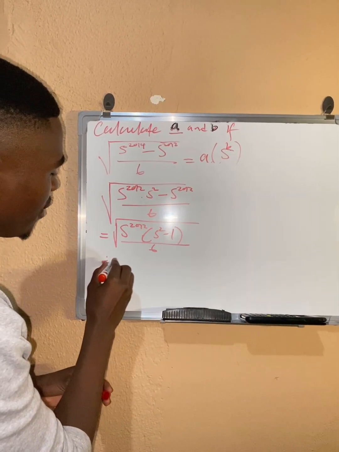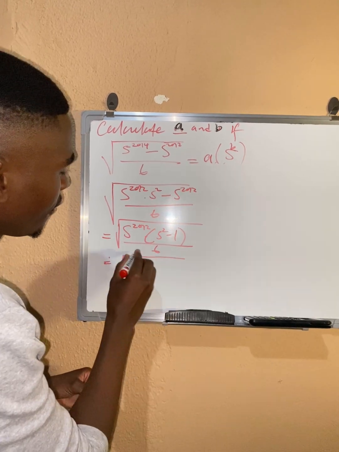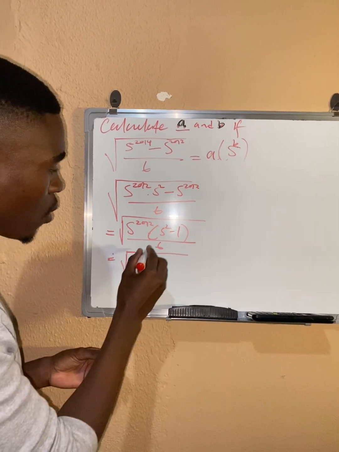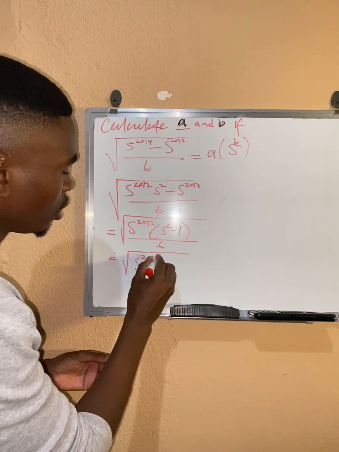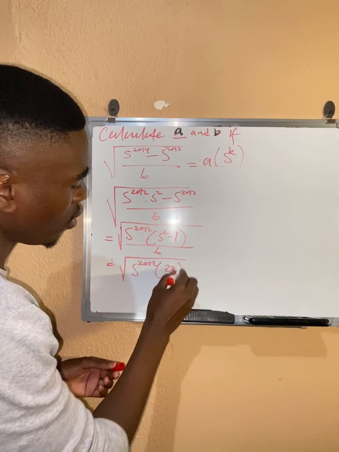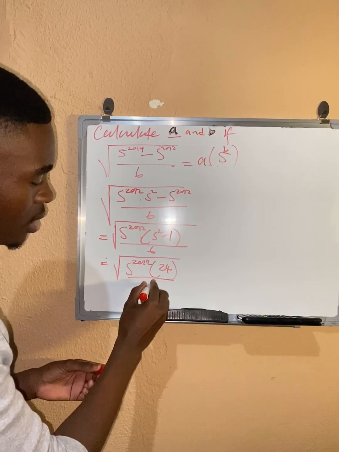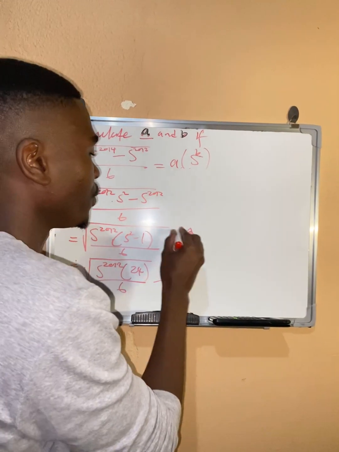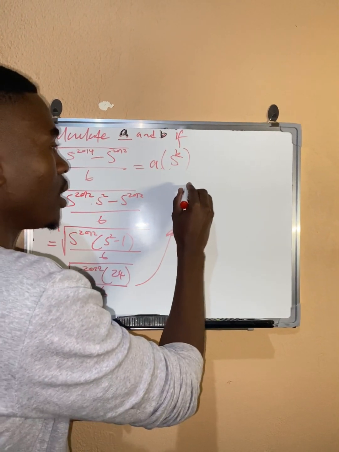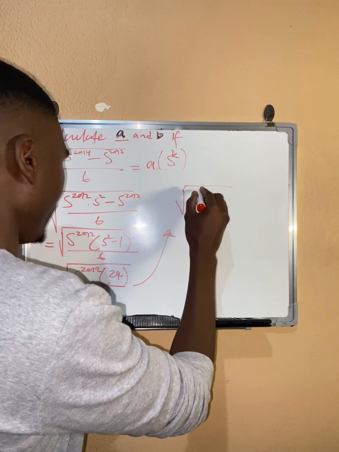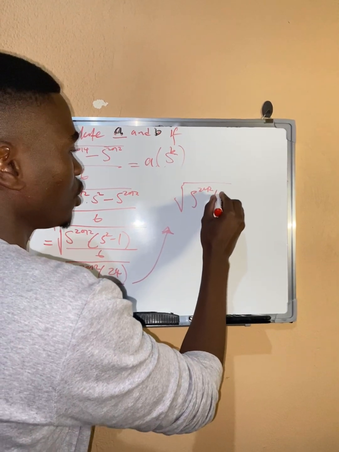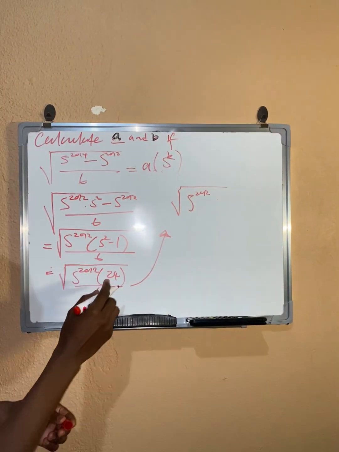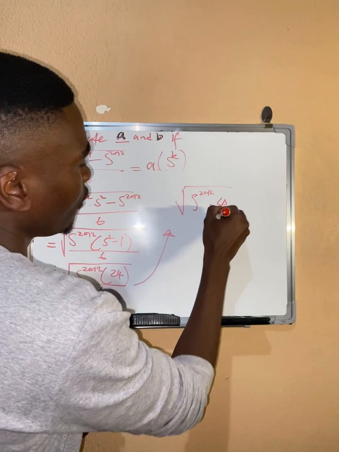So now we're going to have square root of 5 to the power 12 into 5 to the power 2 minus 1, which is going to be 5 to the power 12 into 24, because 5 to the power 2 is 25 minus 1 is 24. So now divide by 6. We're going to continue having our beautiful square root there, which is going to be 5 to the power 12 into 24. 24 divided by 6 is going to be 4.